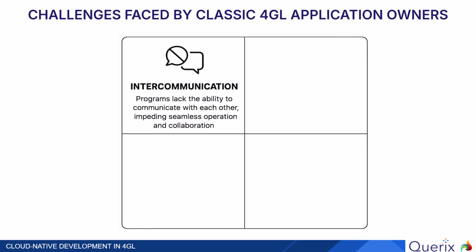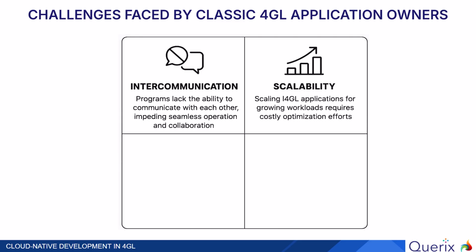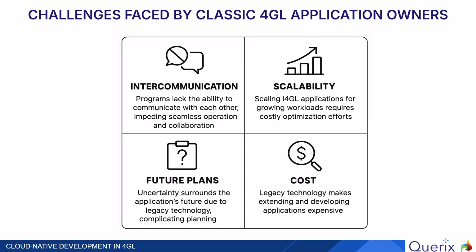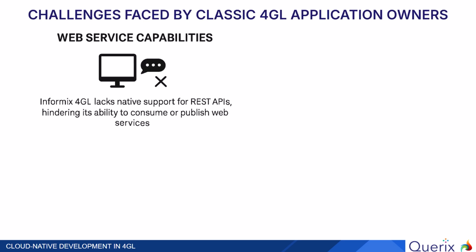i4GL programs lack the ability to communicate with each other, impeding seamless operation and collaboration. Scaling i4GL applications for growing workloads requires costly optimization efforts. Legacy technology has an uncertain future and makes extending and developing applications expensive. Now, let's talk about web service capabilities, or rather the lack of native support for REST APIs in i4GL, which hinders the ability to consume and publish web services.